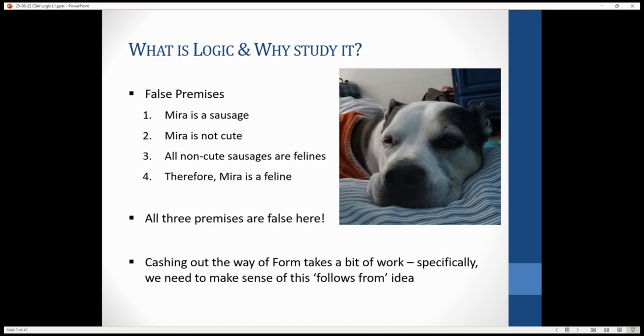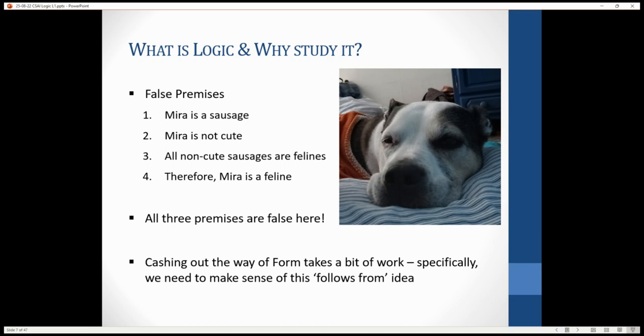So here's another argument about my dog Mira. Premise 1, Mira is a sausage. Premise 2, Mira is not cute. Premise 3, all non-cute sausages are felines. Conclusion, therefore Mira is a feline. Now here's the thing to note. All 3 premises are false. Mira's not a sausage, she's a dog. Mira is decidedly cute, and fuck you if you say she's not. And 3 is just false, right? Non-cute sausages aren't felines.